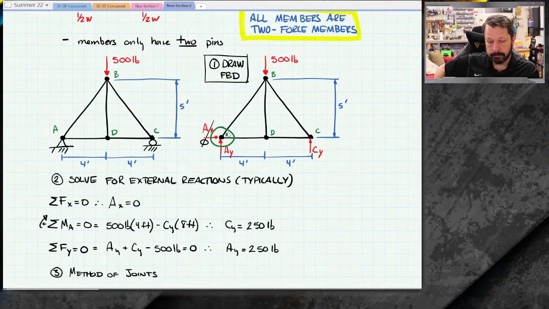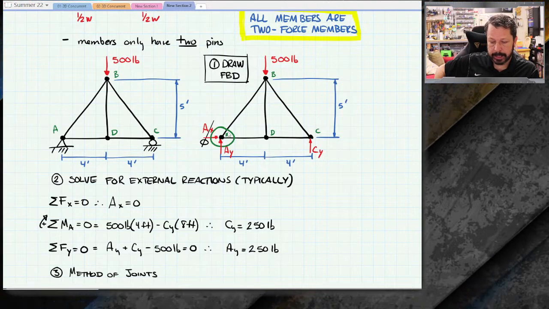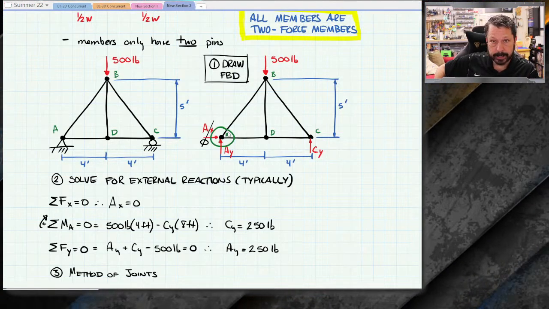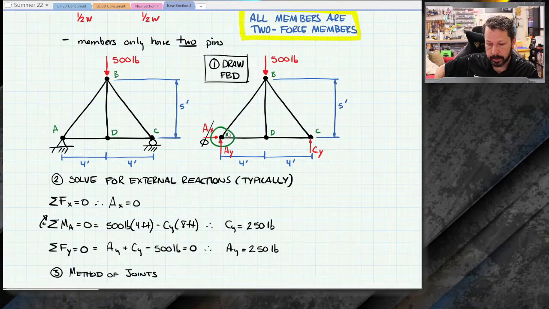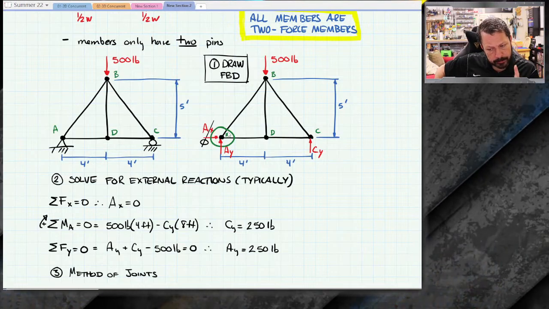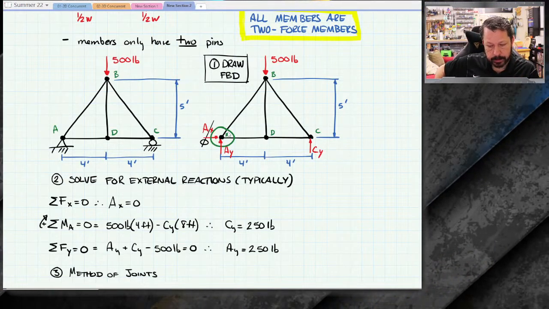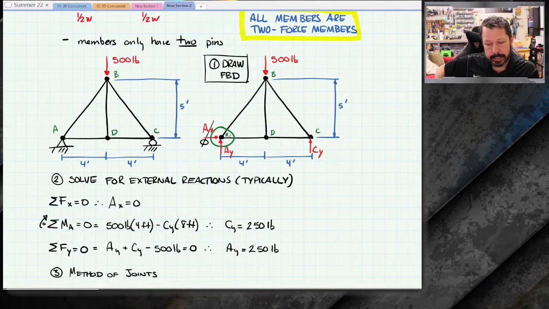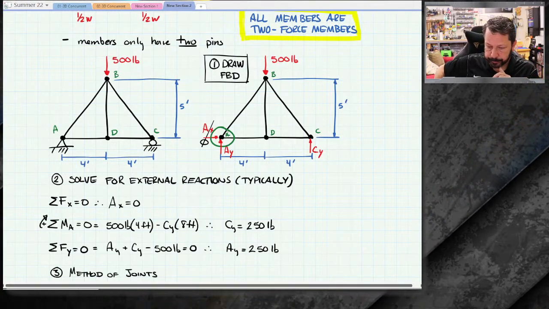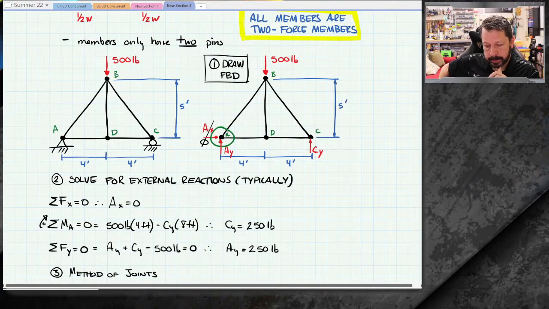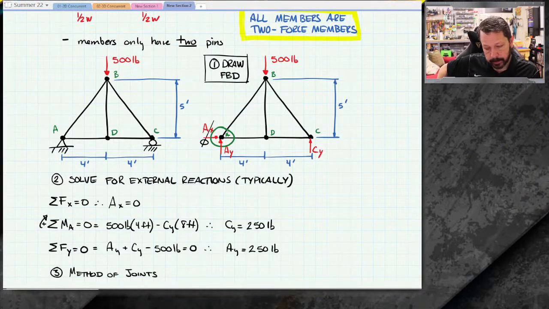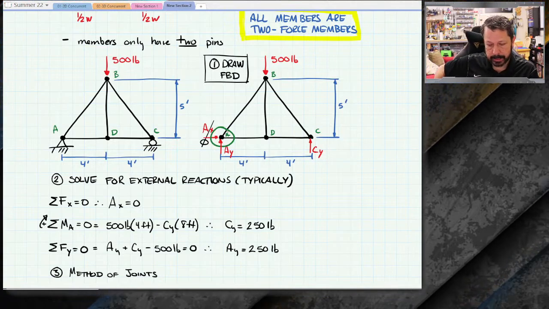D, I don't know anything. I know that BD, AD, and CD are all connected there, but I don't know any of those values. B, I know 500 pounds, but then there's 3 things I don't know: AB, BC, and BD. So it looks like the best place to start would be either joint A or joint C. So let's just do joint A since I've already circled it.